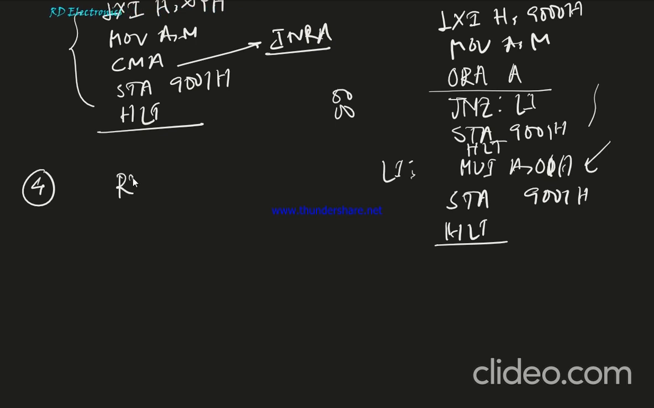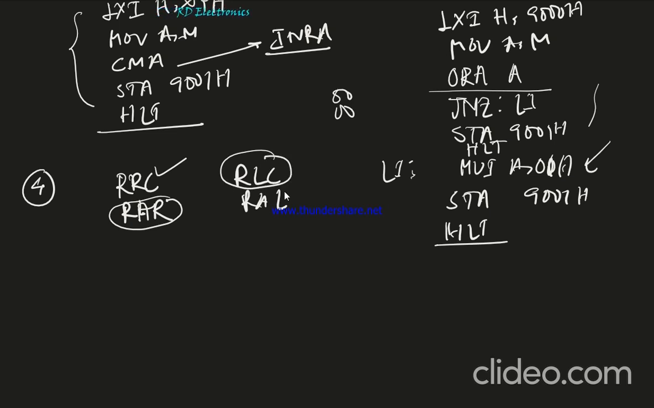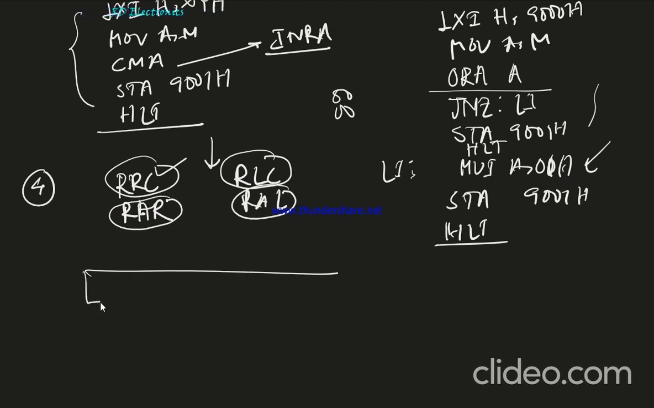There are 4 instructions available: RRC, RAR, RLC and RAL. RRC is rotate accumulator right not through carry. RAR is rotate accumulator right through carry. RLC is rotate accumulator left not through carry. RAL is rotate accumulator left through carry. These 4 rotate instructions are very important to rotate any number in the bit pattern.